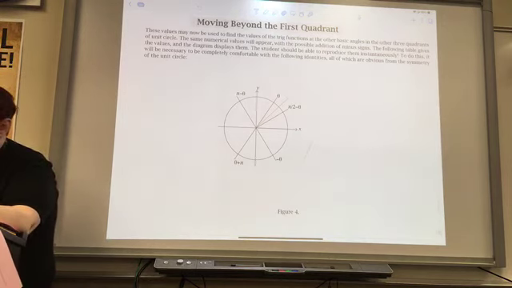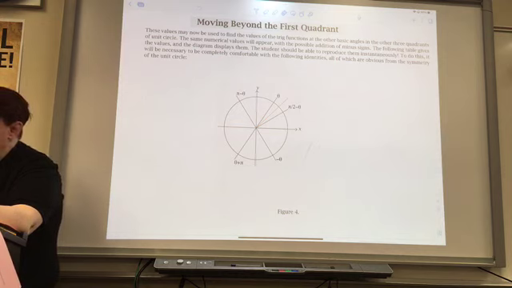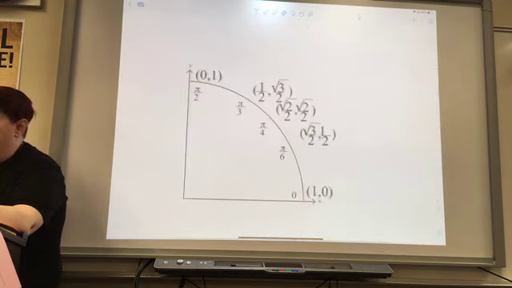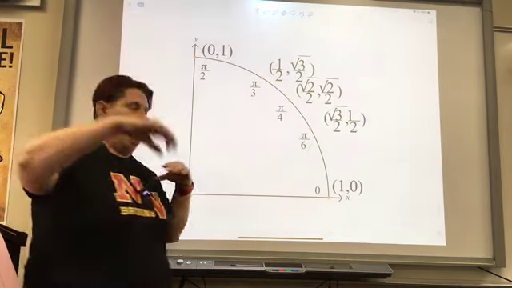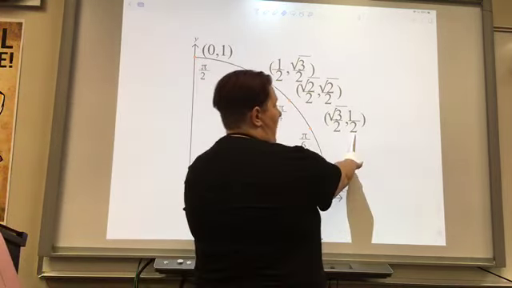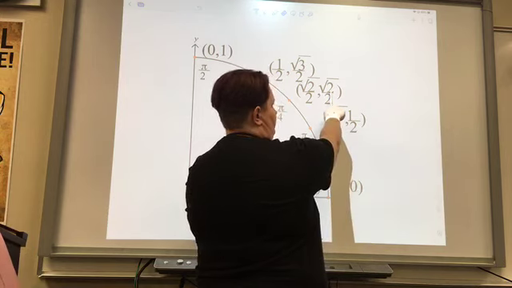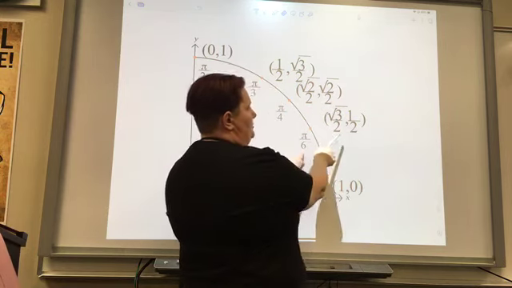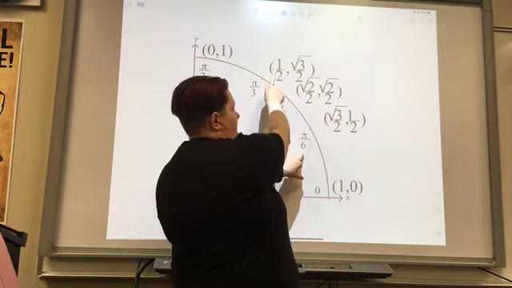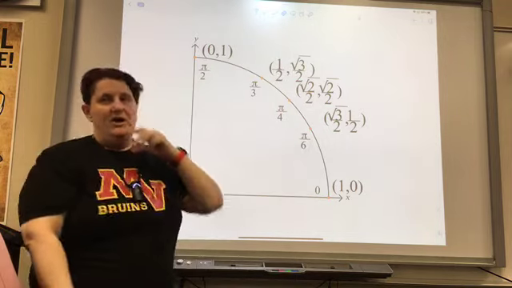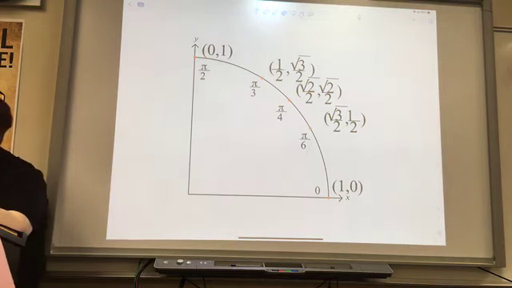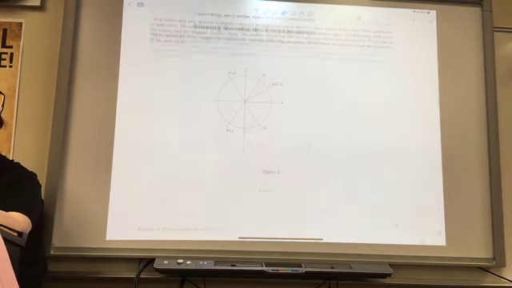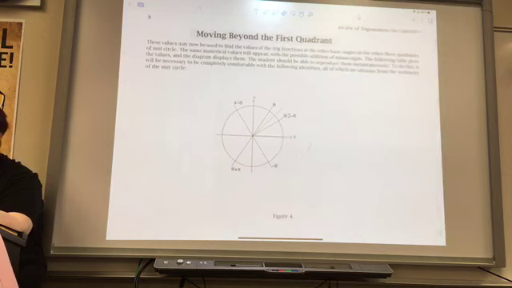Now, we know this is our first quadrant. I didn't include this page in there, but you guys can see it from the table. So my first quadrant, sine was 1 over root 2, root 2 over 2, root 3 over 2. Cosine was root 3 over 2, root 2 over 2, 1 over 2. All right? So how do we move beyond that? I put all of those on the outside.